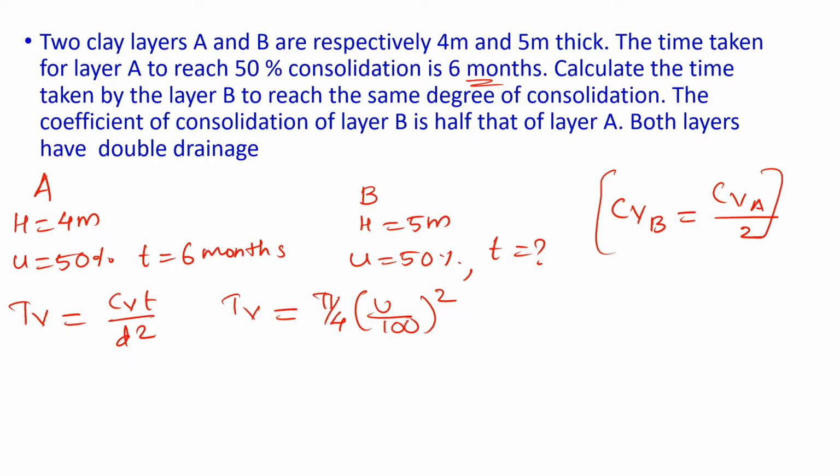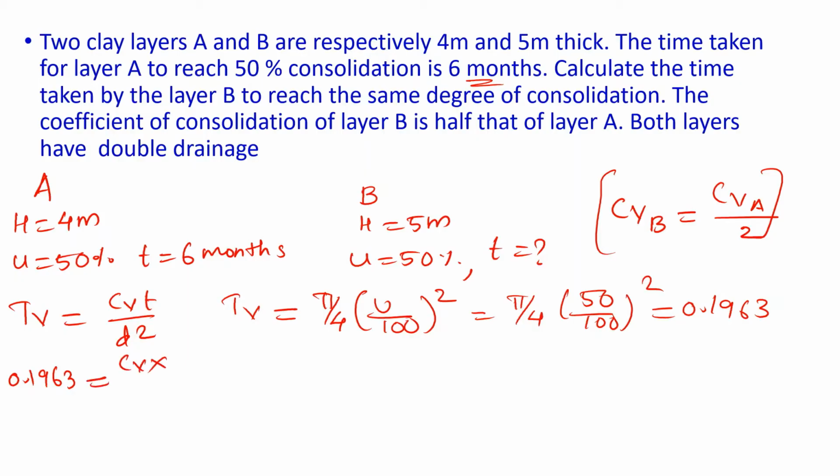So Tv corresponding to 50% means pi by 4 into 50 by 100 the whole square. The value will be 0.1963. So 0.1963 is equal to Cv into, to reach 50% consolidation, the layer A took 6 months.